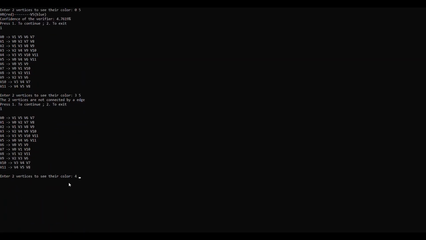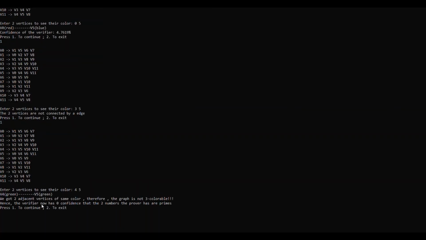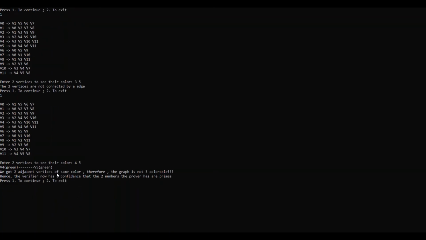And if we choose vertices 4, 5, now these two are the same color, which means that the graph is actually not a three colorable graph. And now the verifier's confidence, which was previously about 4.76%, has gone to 0, because now the verifier has seen that there is a pair of adjacent vertices of the same color, and hence it is not three colorable, and hence the verifier's confidence that the two numbers the prover has are primes has gone to 0.